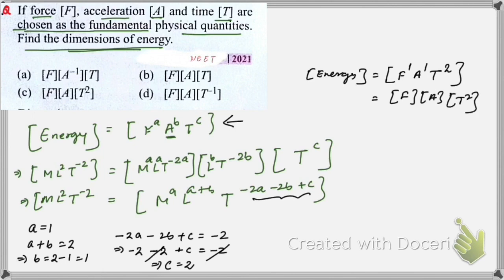So I hope you have understood this. Which option is correct? This is option C.